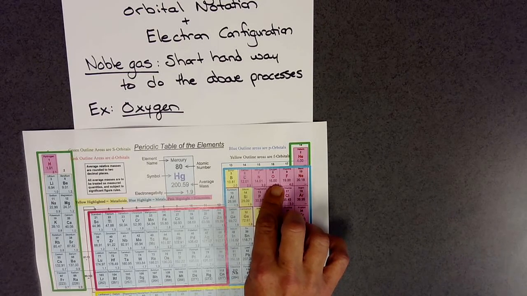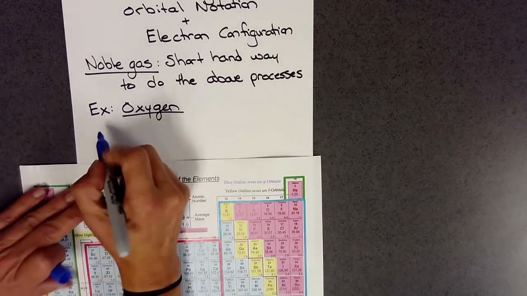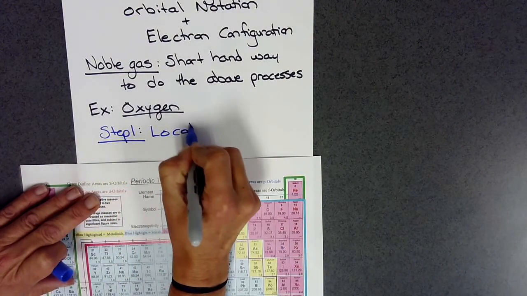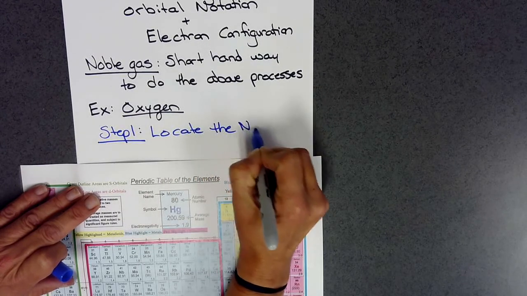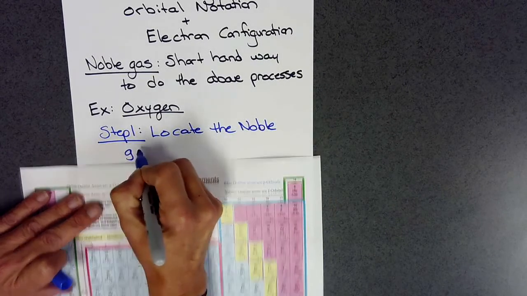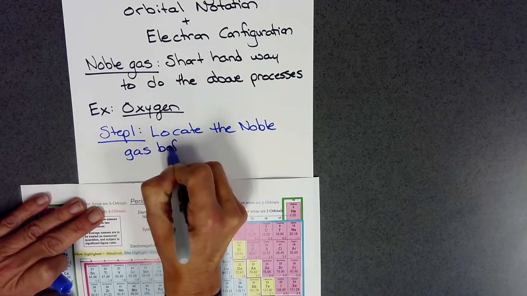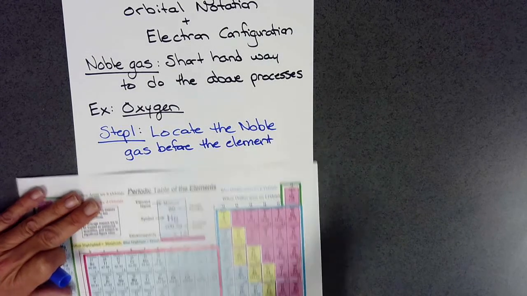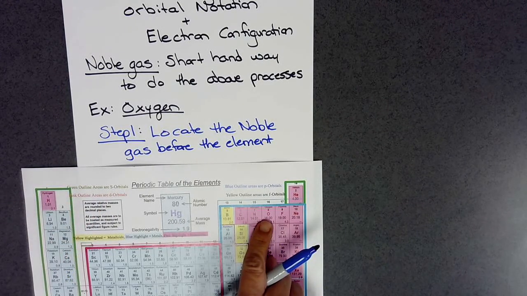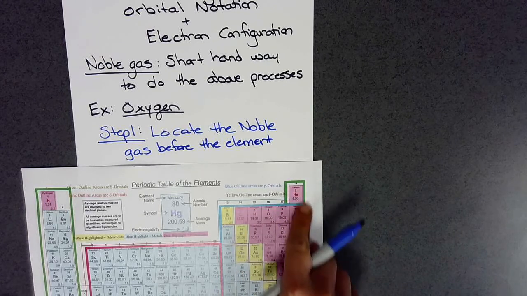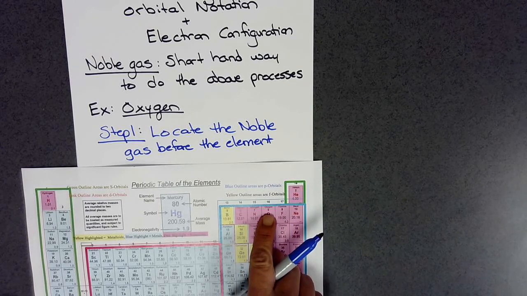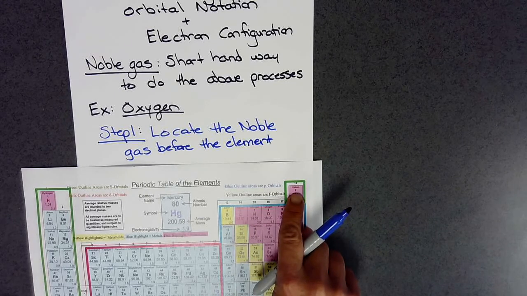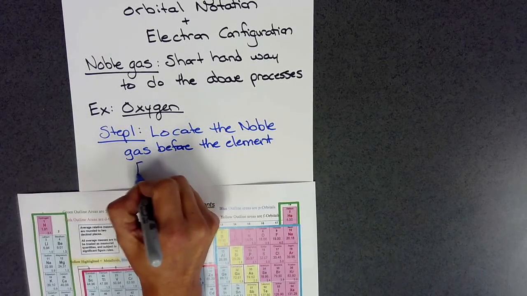Just like before, step 1 is to locate the noble gas before the element. In this case, I go backwards and look for a noble gas with a number less than the number of this element. Since this is 8, I cannot use 10 because that is a higher number. So I have to go to helium, and I'm going to put helium in brackets.